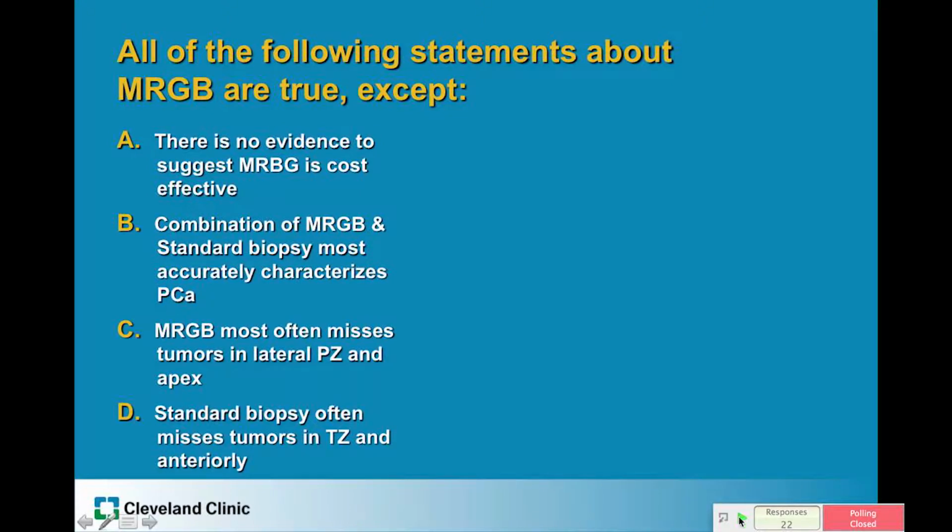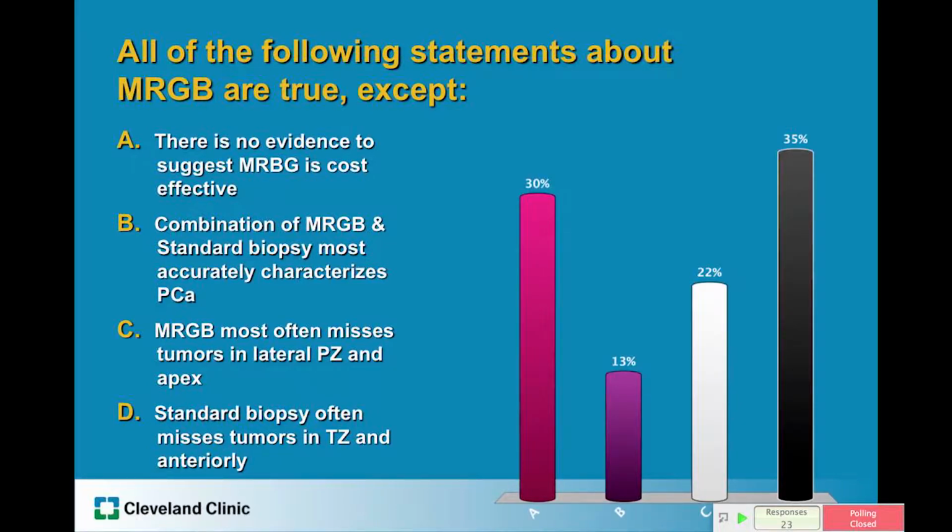So all of the following statements about MR-guided biopsy are true except: there is no evidence to suggest MR-guided biopsy is cost-effective. Combination of MR-guided biopsy and standard biopsy most accurately characterizes prostate cancer. MR-guided biopsy most often misses tumors in the lateral peripheral zone and apex. Standard biopsy often misses tumors in the transitional zone and anteriorly. Okay, yeah, we'll go over that.